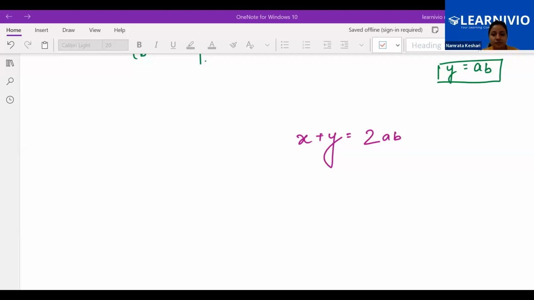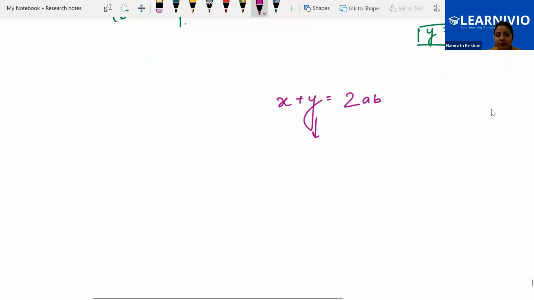Ma'am, I'm getting x as 2. Still you are getting 2. Okay, let me do it. Y is AB. X plus AB is equal to 2AB. Have you cancelled out this AB, Harshit and Ziana? Can we cancel it like this? No, ma'am, we need to transpose it to the other side.